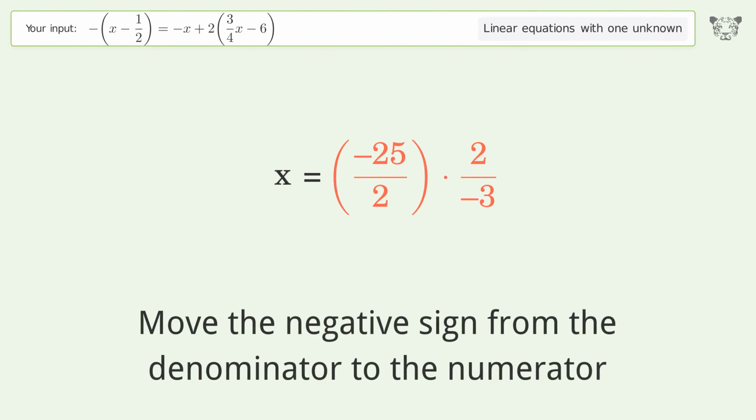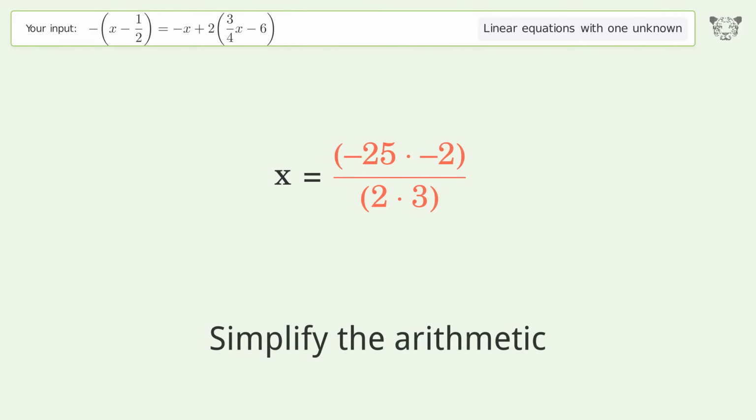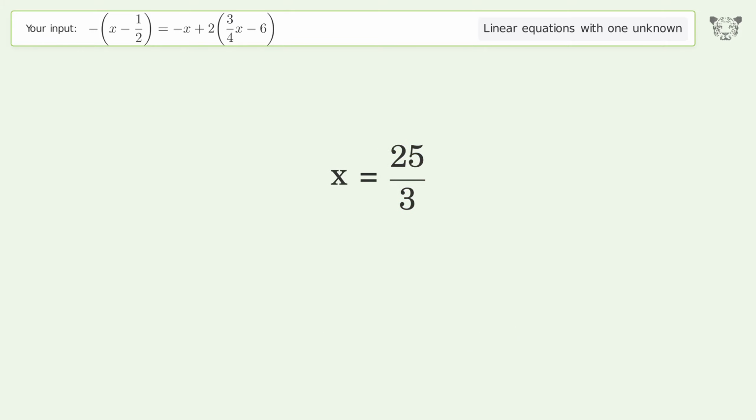Move the negative sign from the denominator to the numerator. Multiply the fractions. Simplify the arithmetic. And so the final result is x equals 25/3.